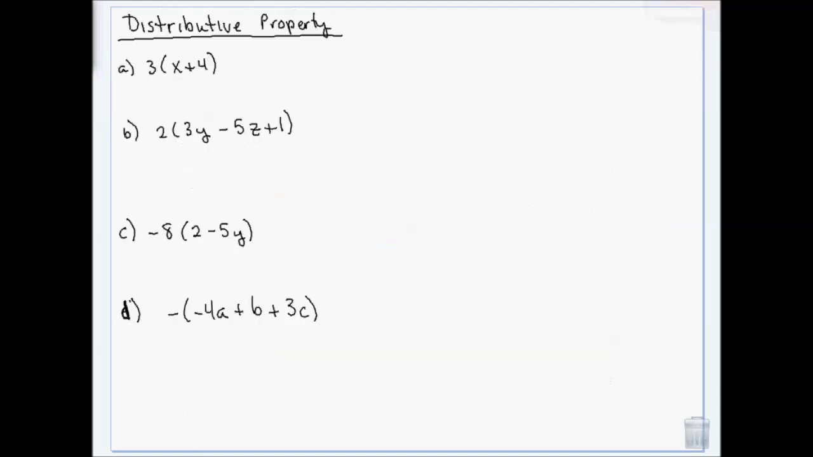When we apply the distributive property, if it's a positive number out front, that usually gives no one any trouble. I do 3 times x and 3 times 4, and I get 3x plus 12. Here I have 2, so I do 2 times each. So 2 times 3y is 6y, 2 times negative 5z is negative 10z, and 2 times 1 is 2.